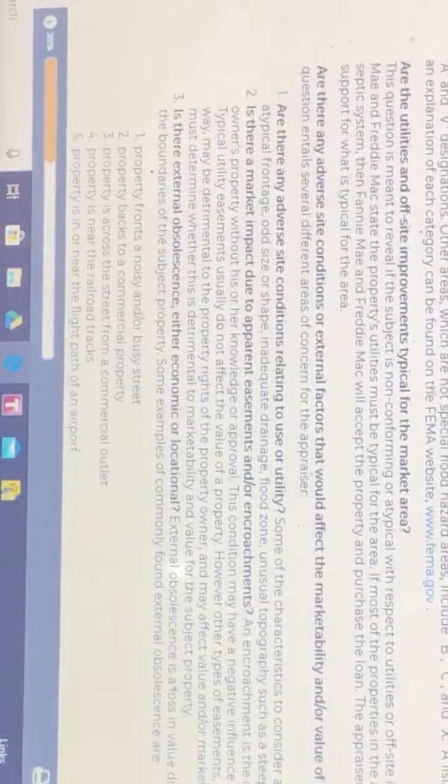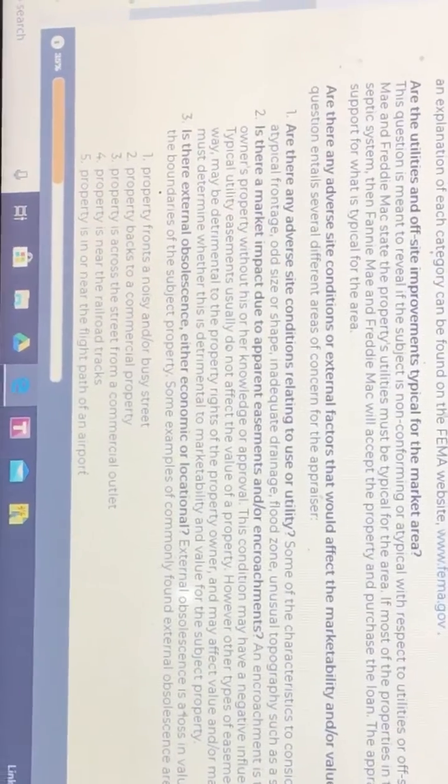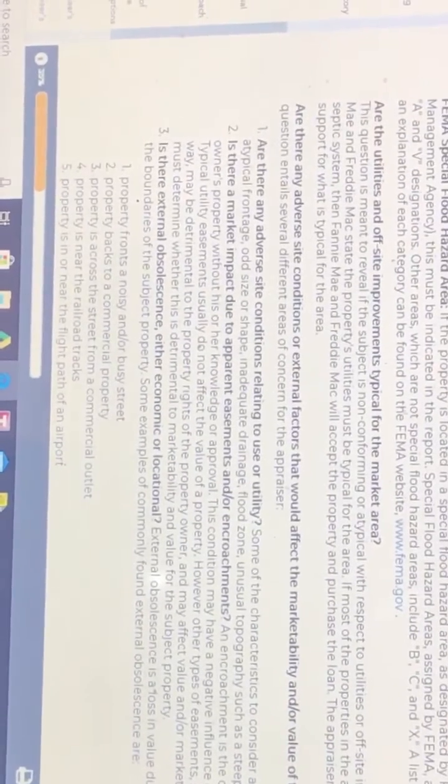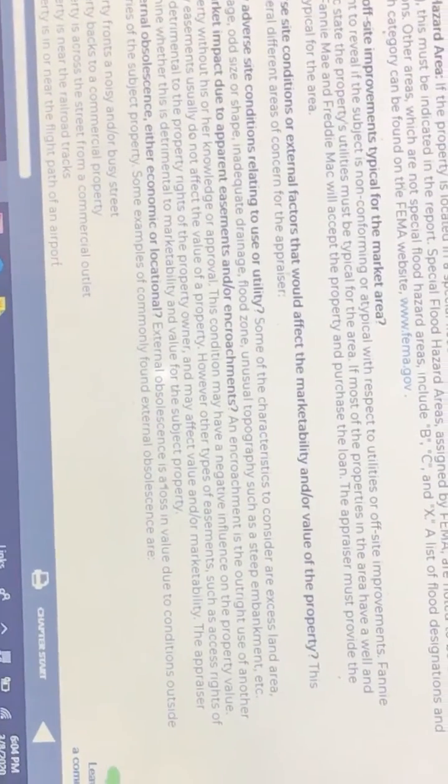Some of the characteristics to consider are excess land area, atypical frontage, odd size or shape, inadequate drainage, a flood zone, unusual topography such as a steep embankment, etc.